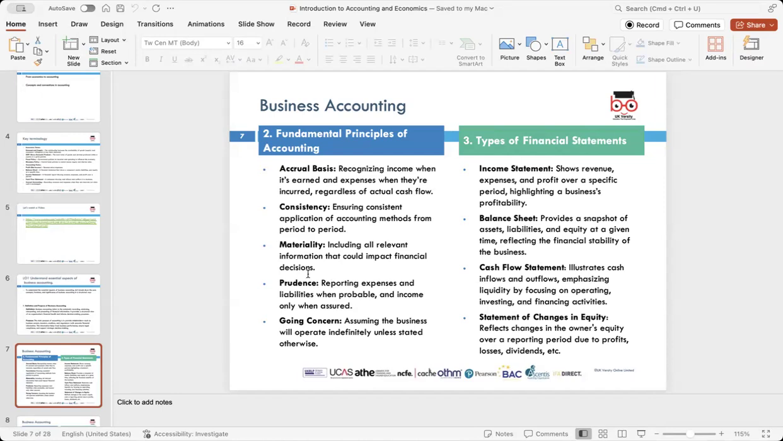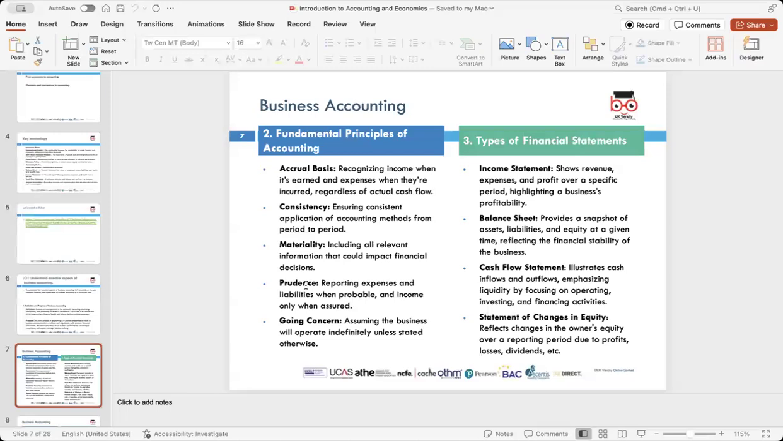Materiality includes all relevant information that could impact financial decisions. Prudence emphasizes caution in financial reporting. This means businesses should report expenses and liabilities as soon as they are probable, but income should only be recognized when it is assured. So, this principle prevents overstatement of profits and ensures conservative financial reporting.